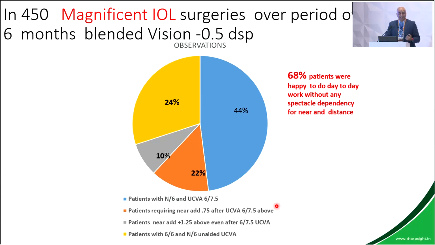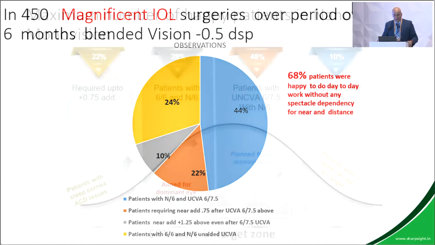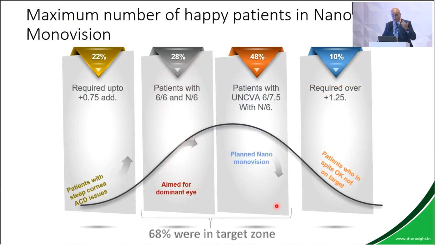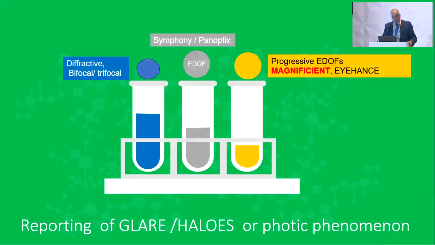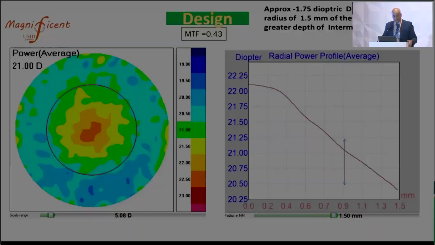68% of my patients are N9 or better, and they say they don't need glasses at any point of the day in their day-to-day routine, which is far better than the 50% data recommended by the American Society. So 6/6 and N6, 68% were in the standard deviation main curve. The least amount of photic phenomena and glare was reported with the enhanced monofocal category.